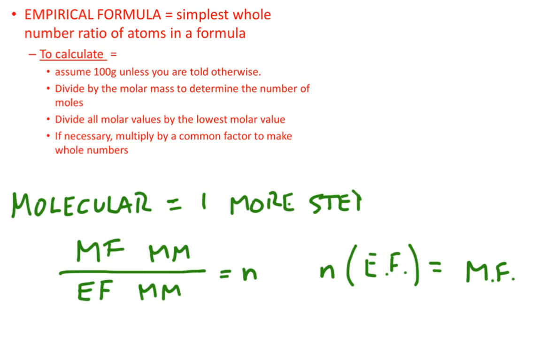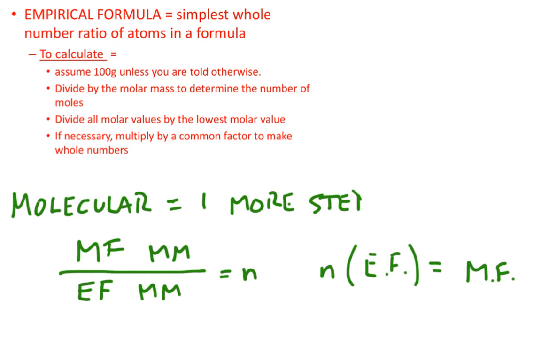To calculate the empirical formula, the simplest whole number ratio, we're going to start with a percent composition, and then we're going to assume 100 grams. When we assume 100 grams, we change that percent into grams. The next thing we're going to do is divide the grams of that element by its molar mass to determine the number of moles. To determine the lowest whole number ratio, we'll then divide by the lowest molar value. If necessary, we'll multiply by a common factor, and we will make them whole numbers.